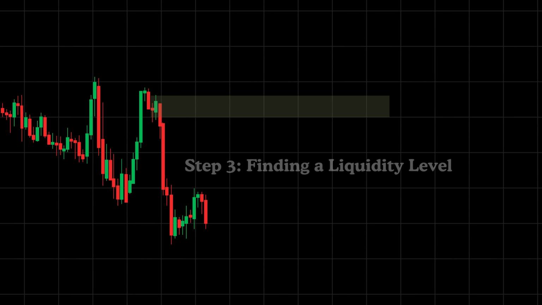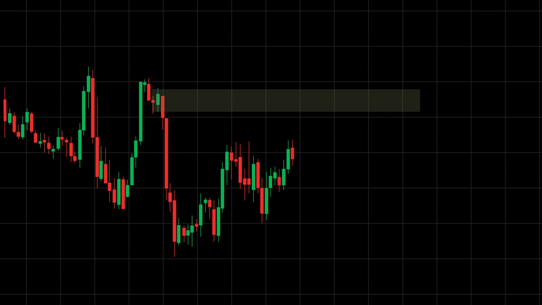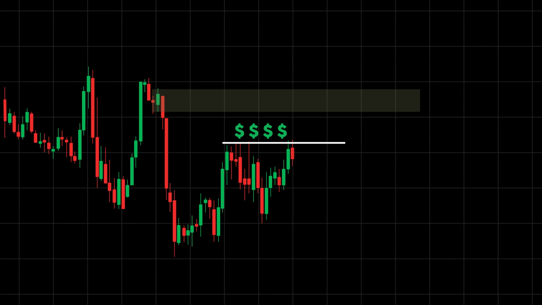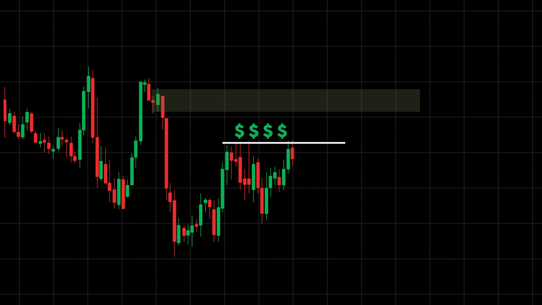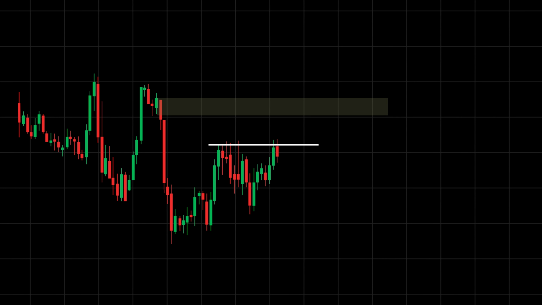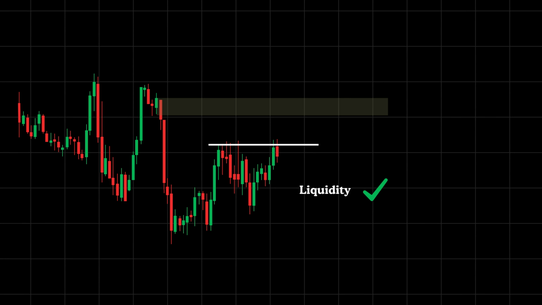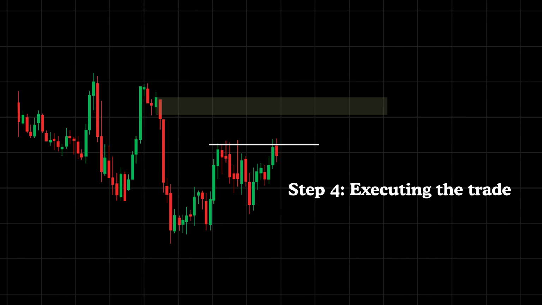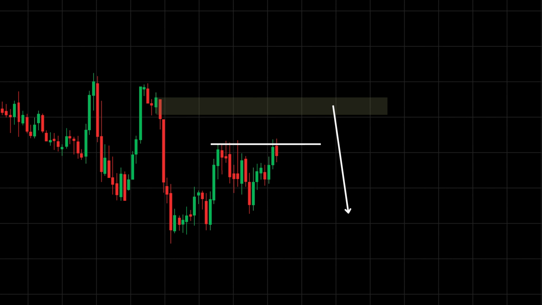Next, we advance to step 3, which is identifying a liquidity level beneath the marked supply zone. In this case, we can observe several wicks rejecting the same price area, indicating a buildup of liquidity. This sets it up as a prime target for a liquidity grab. So now we have a confirmed supply zone with a liquidity pocket sitting directly under it, forming a complete and valid liquidity setup. Now we proceed to step 4, the final stage, which is executing the trade. Since we're in a downtrend, our aim is to short the market, meaning we profit when price declines.